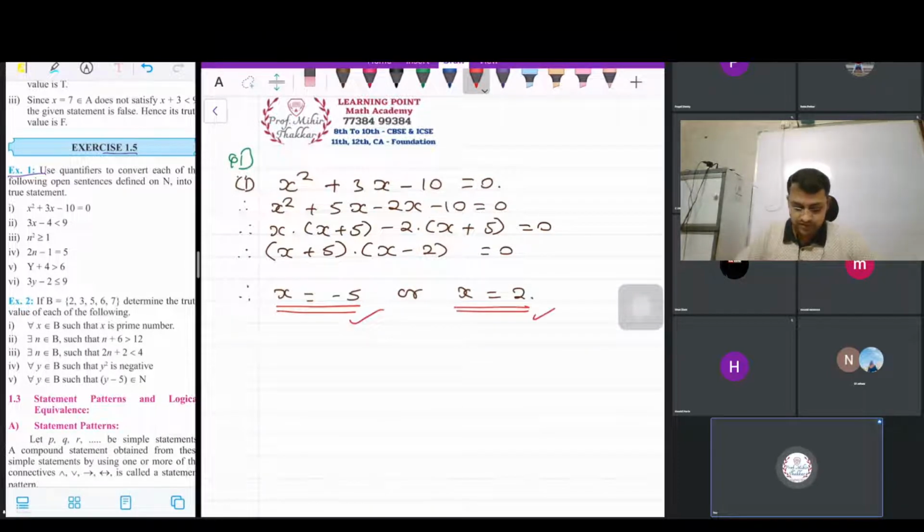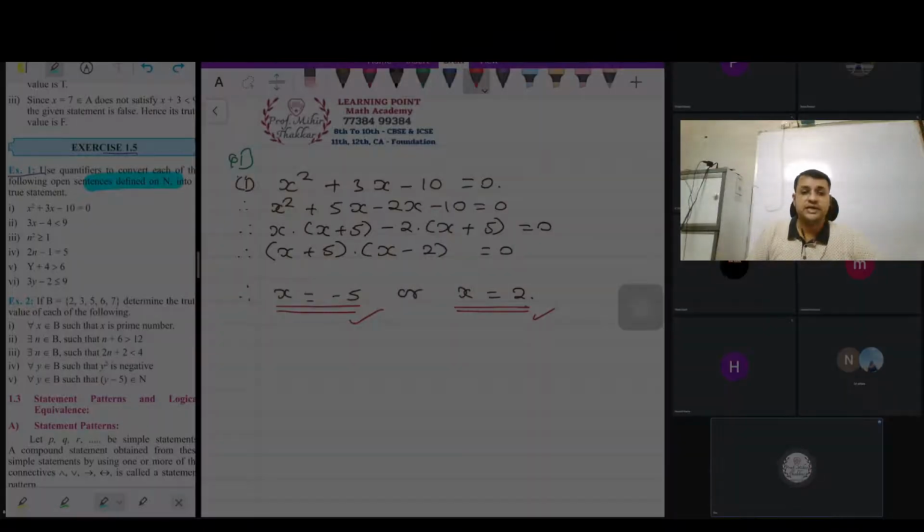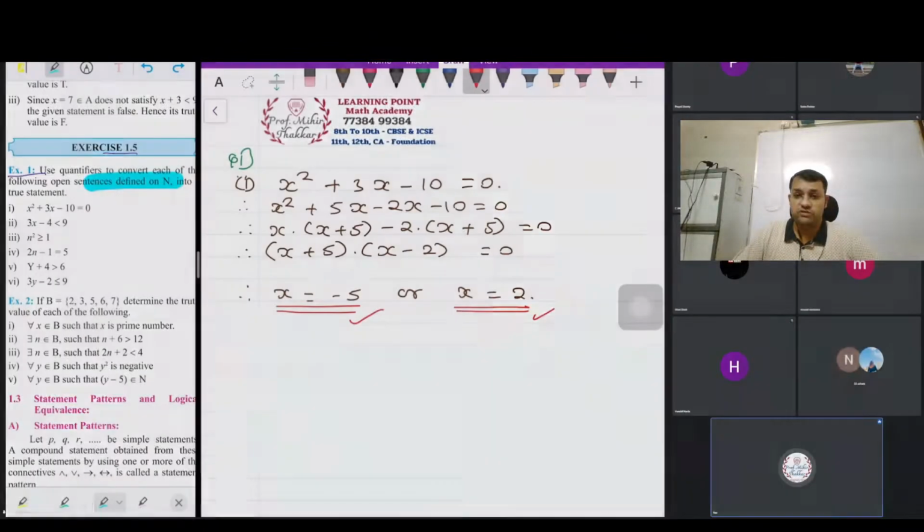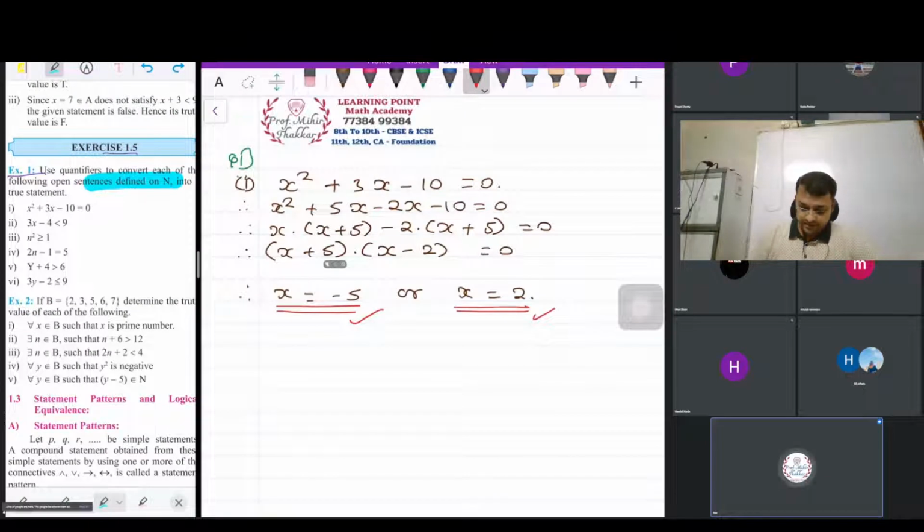None of the observations is wrong. But the problem is, if you observe your question, he has told us that it has to be defined on N. Now what does it mean by that? Defined on N, by that he means that it has to be a natural number. Now looking at these values, is x equal to minus 5 a natural number? The answer is absolutely not. Only x equal to 2 is a natural number.